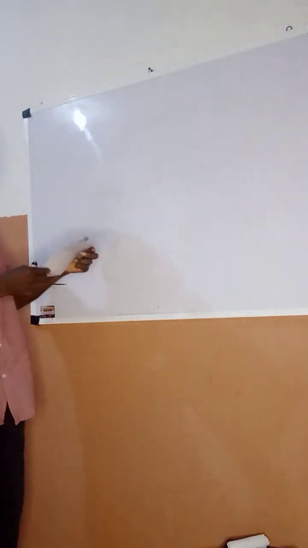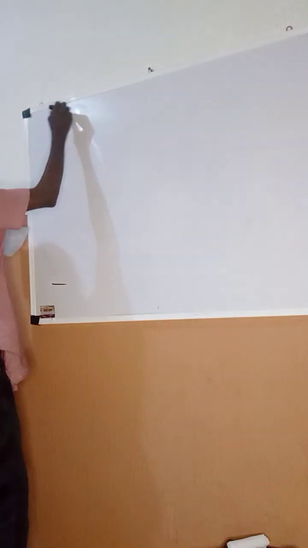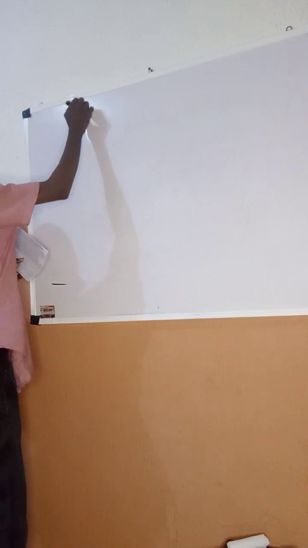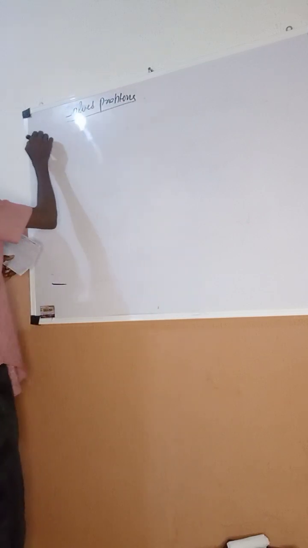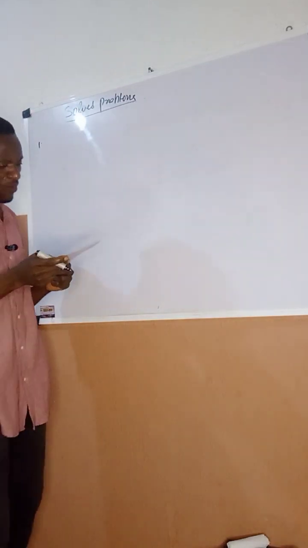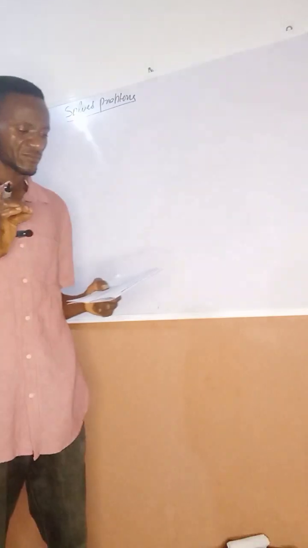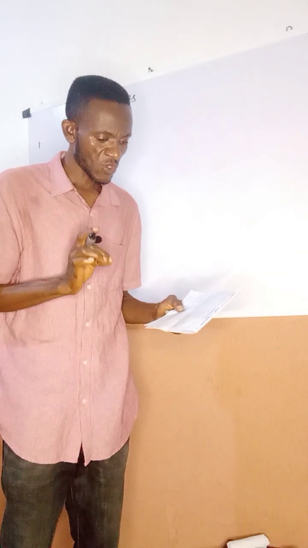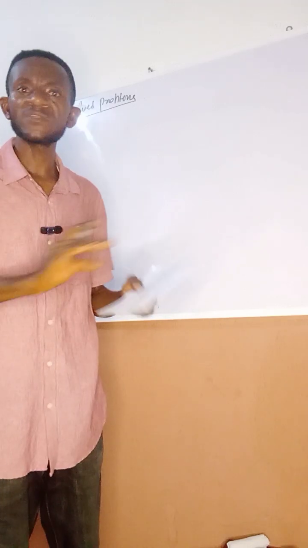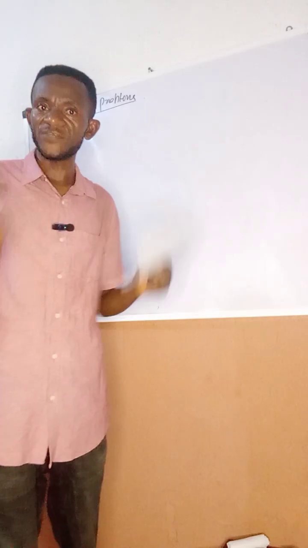Okay, let us write the question down on the board. Now this question says, let us read it together. This is what I call solve problems, number one. That number one says, a manufacturer of a certain product claims that 90% of his products are non-defective.